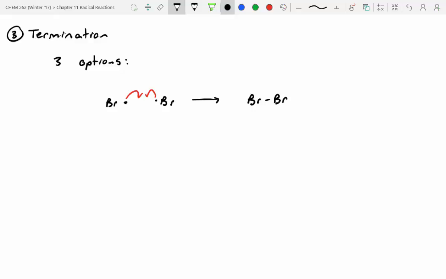The other option is, let's say you've got a trace amount of your methyl cyclohexane and you've got a trace amount of your bromine radical. These can react and you can get one more molecule of your product.